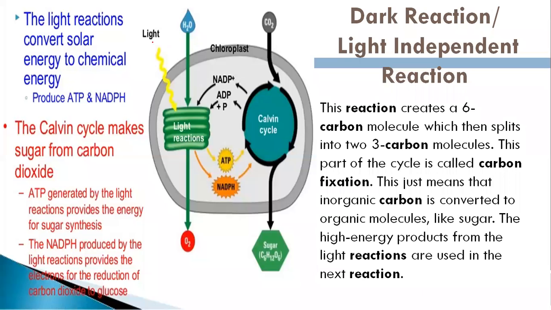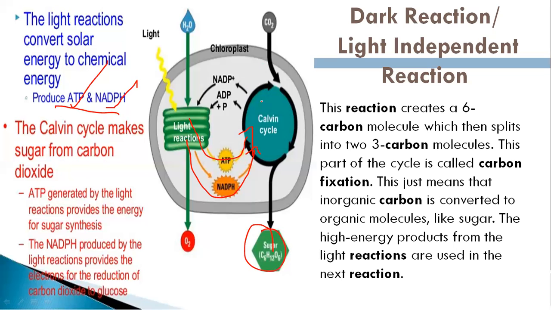In light reactions, solar energy is converted into chemical energy; they produce ATP and NADPH. NADPH is called reducing energy and ATP is called assimilating energy, assimilating power and reducing power. These two powers are utilized in the Calvin cycle, or dark reaction, for the synthesis of glucose. So the Calvin cycle makes sugar from carbon dioxide.